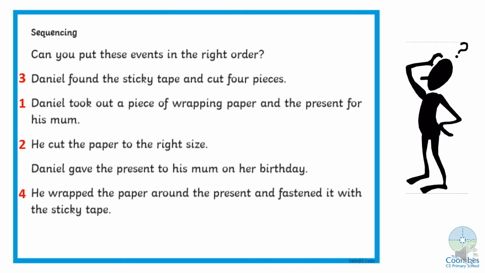Now you might have put 2 and 3 around the other way. It doesn't really matter if he cut the sticky tape first or if he cut the paper first, but he does have to do both of those things before he wraps the present up. And then number 5 is definitely him giving his present to his mum on her birthday. So well done if you got all those in the right order. You're using all the clues there to sequence the events chronologically.